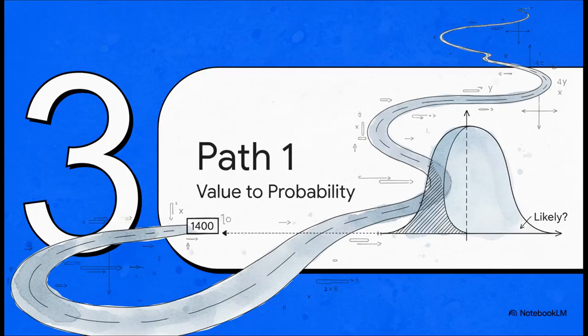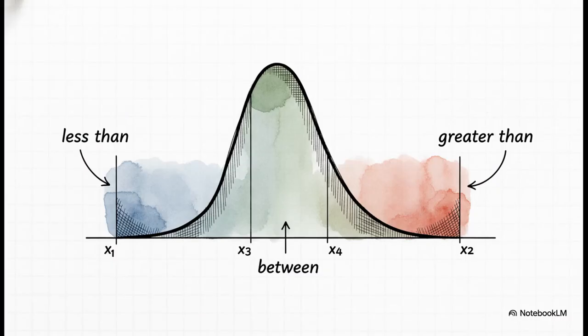All right, now that we have our awesome translator, we can use it to travel down two main paths. The first path is when we start with a specific value, like that 1400 on the SAT, and we want to find the probability that goes with it. How rare is that score? How likely is it? When we do this, what we're really doing is calculating the area under the curve. And that area, that's the probability. It lets us answer all kinds of cool questions, like what percentage of people scored below a 1400? Or what's the chance someone scored above a 32? It gives that raw number some real-world context.